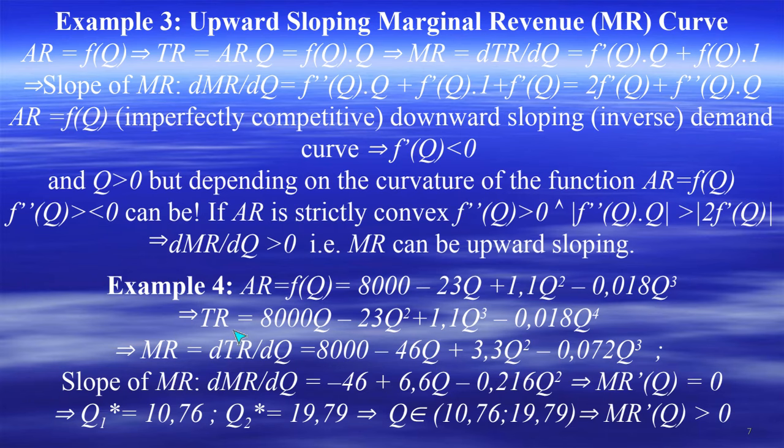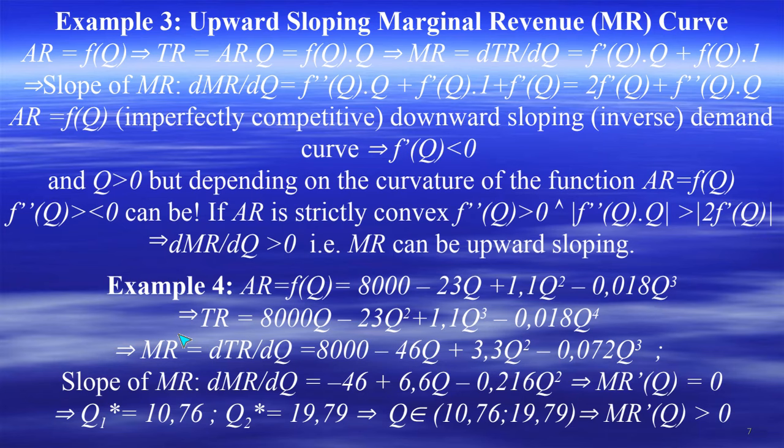And a numeric example for this: the average revenue function f of q is 8000 minus 23q plus 1.1q square minus 0.018q cube. This is an inverse demand function. The total revenue is this average revenue multiplied by q, which is 8000q minus 23q square plus 1.1q cube minus 0.018q to the power 4. This is the total revenue function. Let's take its marginal revenue, which is the first derivative: 8000 minus 46q plus 3.3q square minus 0.072q cube. This is the first derivative.